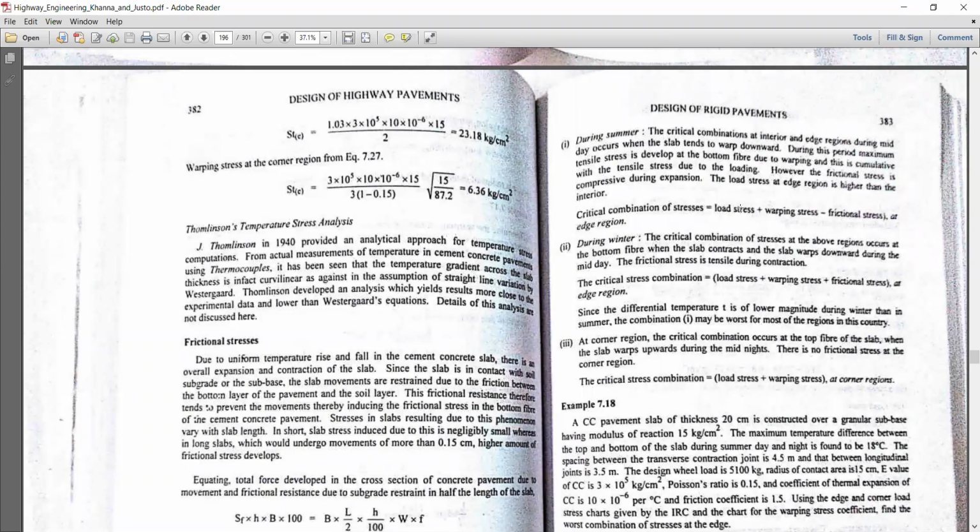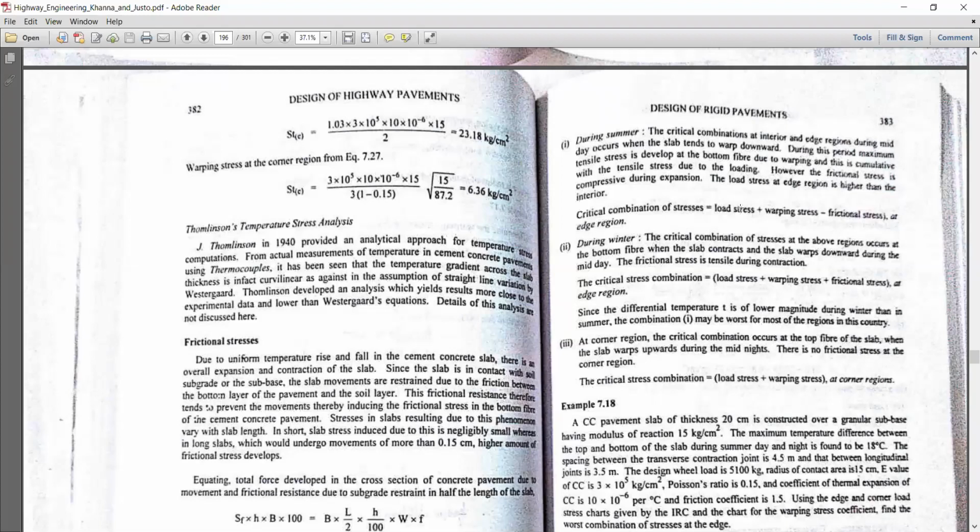If the concrete slab is expanding, then the frictional stress between the concrete slab and the lower layer will act as compressive. Okay. The load stress at the edge region is higher than the interior. Usually the warping downward occurs at the edge portion and corner portion, so the load stress will be higher compared to the interior. In this summer season, what will be the critical combination of stress? The critical combination of stress can be written as load stress plus warping stress minus frictional stress.